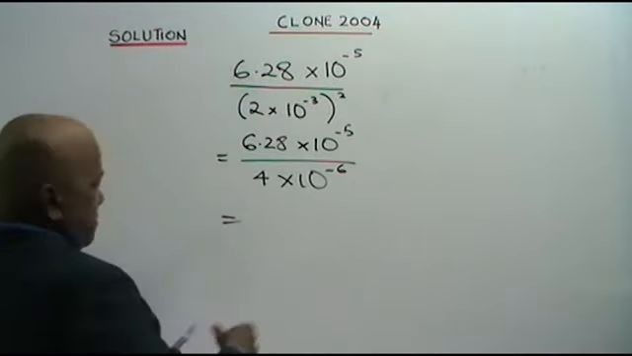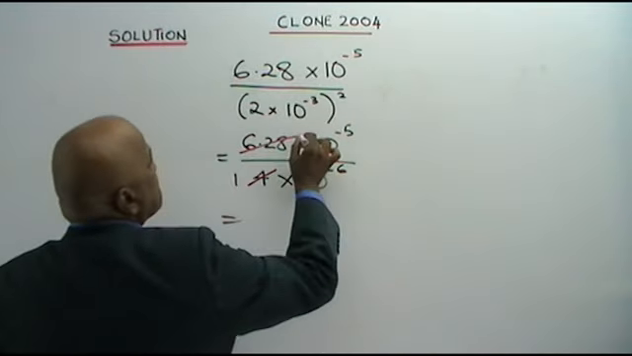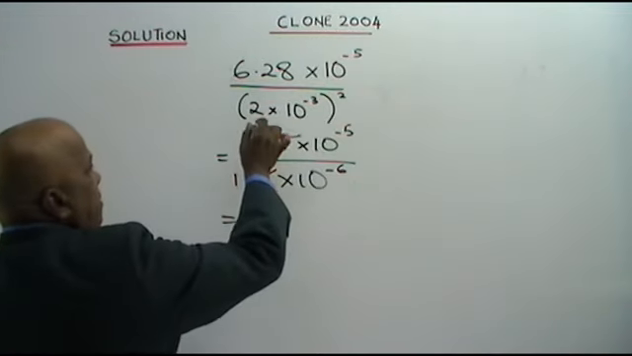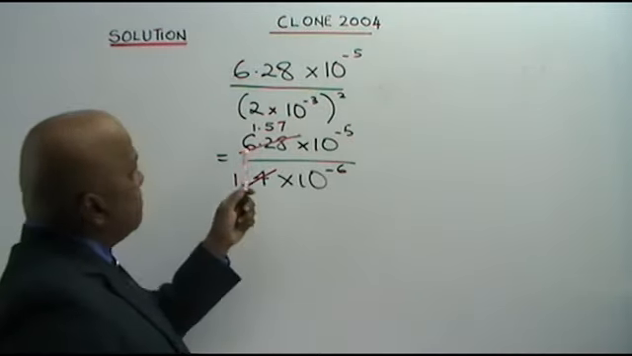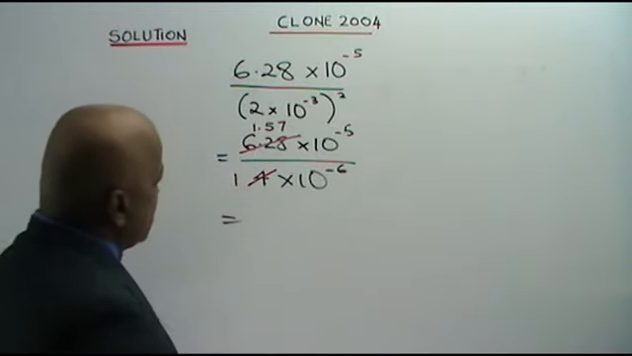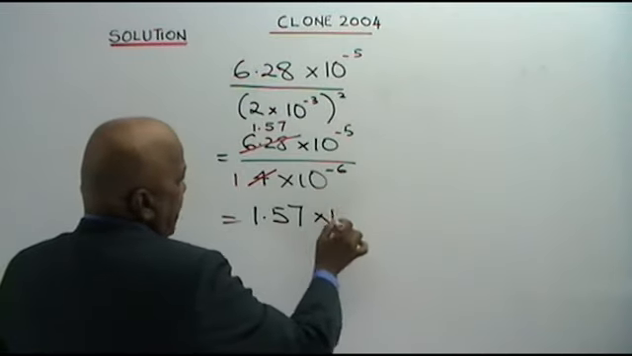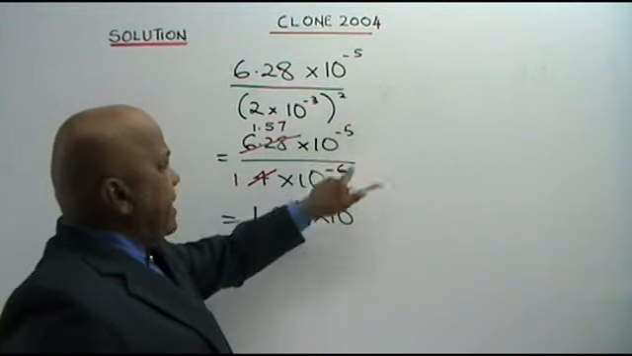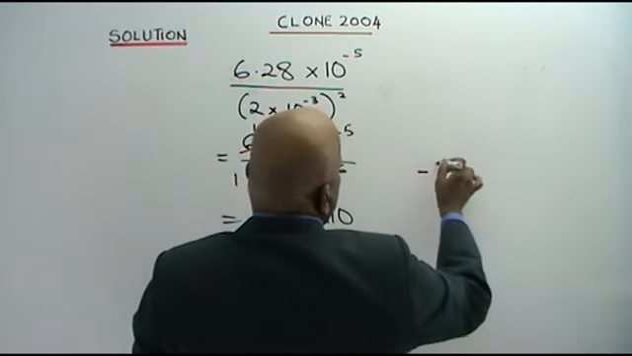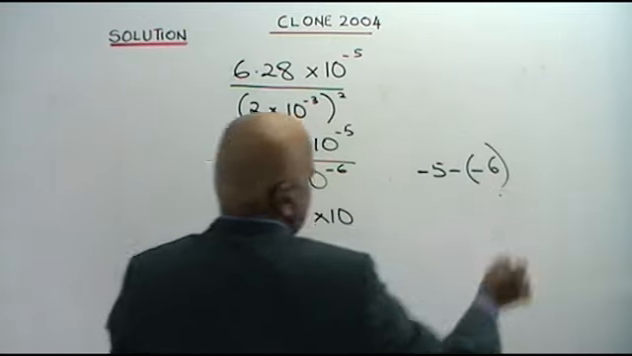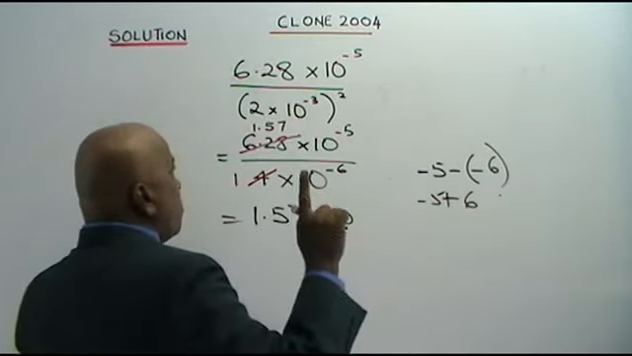What do you get here? Now you cancel. 6.28 divided by 4 is 1.57. So you get 1.57, which is between 1 and 10, times 10 to the power of... Now, when you divide, the top power minus the lower power, that means negative 5 minus negative 6. Negative 5 plus 6, you get 1.